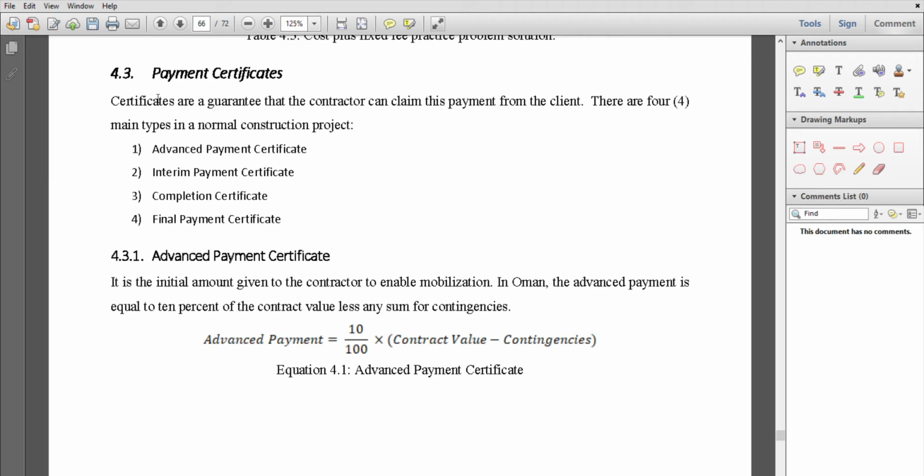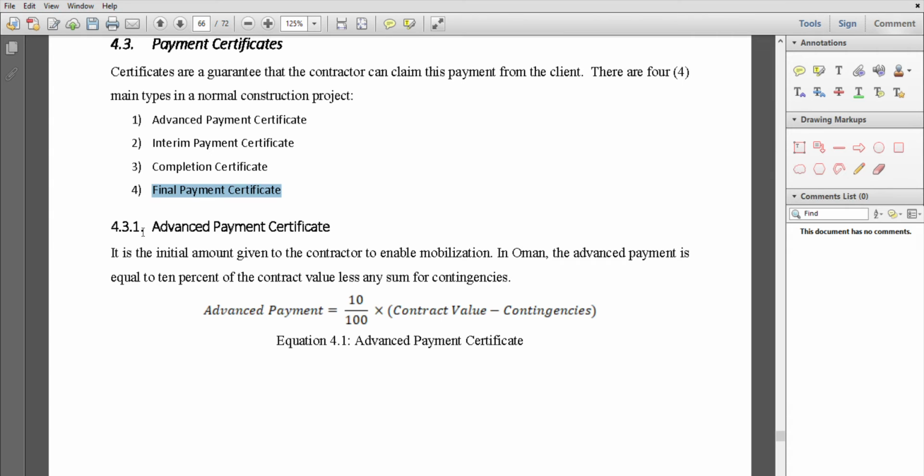it will be signed, stamped, certified by the client or the main contractor or whatever the entity that you are working with. Then afterwards it will become something called a certificate. That means that you can claim the payment from the client. There are four main types of payments in a normal construction project: advanced payment certificate, and interim payment certificate that we do during the project, and then completion certificate and final payment certificate.